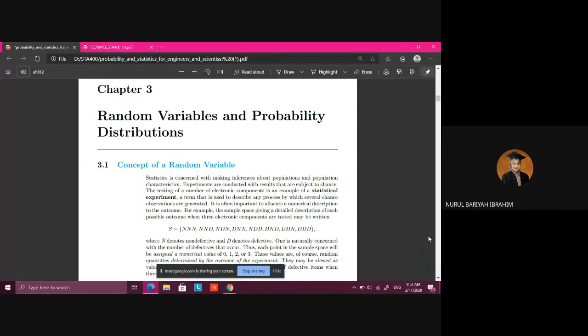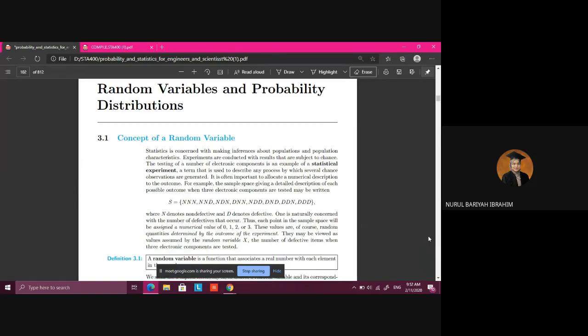Okay, Assalamualaikum. So today is the new chapter, or new topic, which is random variables and probability distributions. Before we start with discrete random variables and how to find the probability distribution for discrete random variables, you should be able to differentiate between discrete random variables and continuous random variables.